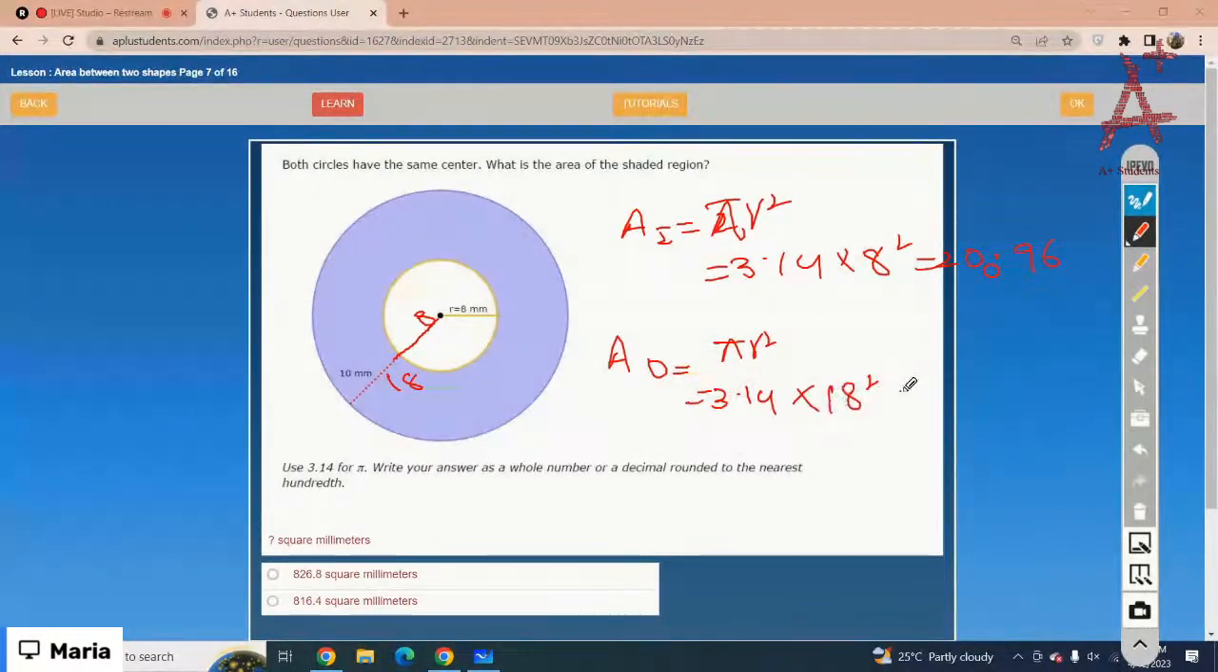Got it? That is just the point you have to understand in this one. It would be 324 times 3.14, which is 1017.36. So when you subtract 1017.36 minus 200.96, that would be 816.4. Very good. The second option is the correct one. Got it?